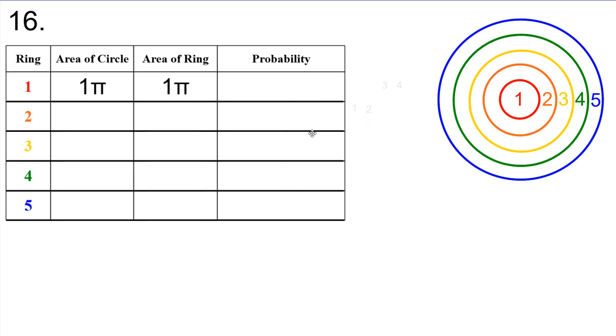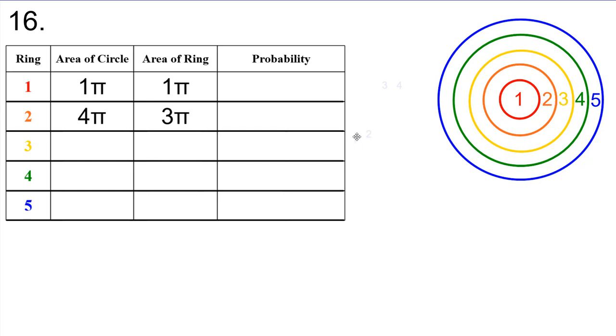The next ring, the 2 ring, is going to have a radius of 1 and 1 more, which is 2. So 2 squared, which would be 4 pi. But then we have to subtract the 1 pi area of the bullseye. So 4 pi minus 1 pi, which will leave us with 3 pi for the area of the ring. There's going to be a pattern as we keep going, and you should be able to see it, which is kind of cool. So the next one is the 3 ring, which is 3-inch radius.